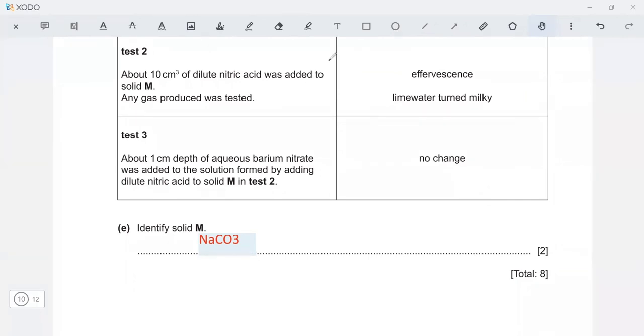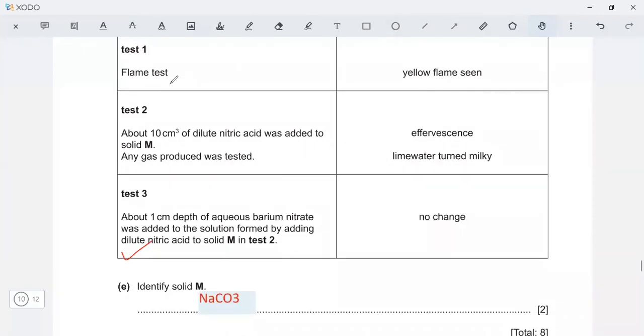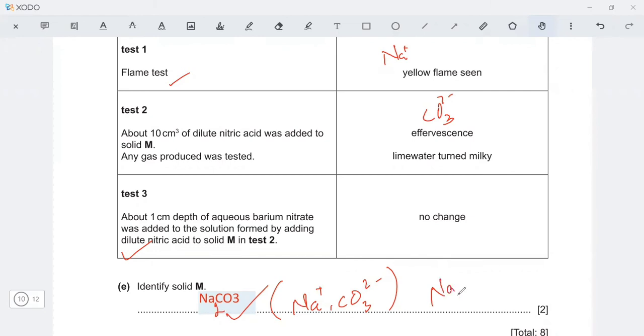So let's see what they asked. E, identify solid M. So here we got it already. Here we have the flame test, we got that it is sodium, Na+, and in test 2 we got carbonate, CO3 2-. Directly just write Na+ and CO3 2-, or just write the sodium carbonate formula, Na2CO3. Okay, Na2CO3 is solid M.